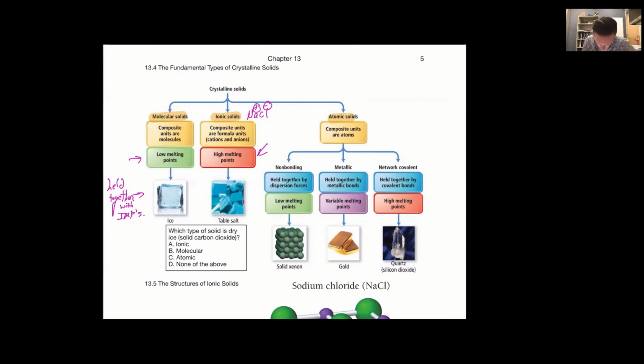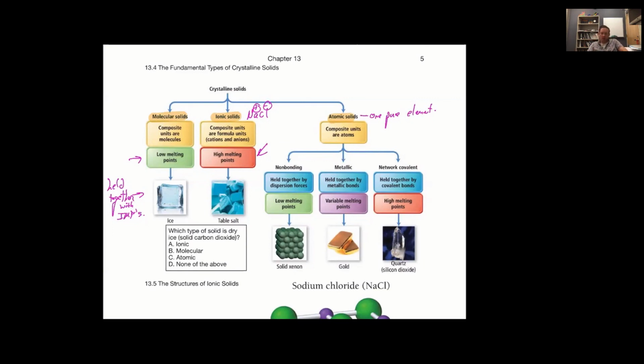And then the third category that we're talking about here is atomic solids. So this is one pure element. And here we should have 3 categories. So even though atomic is one of the 3 types of crystalline solids, there are 3 categories of atomic.